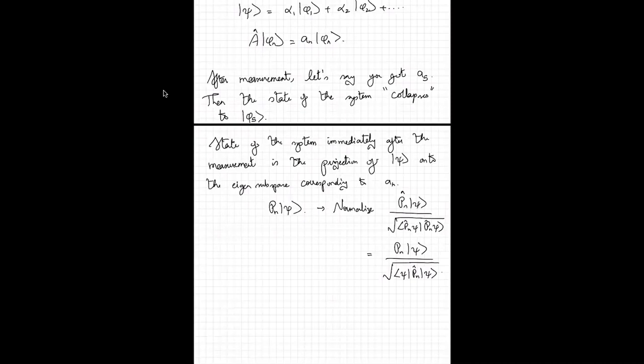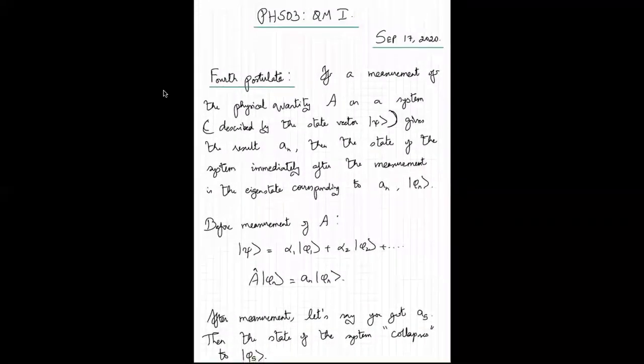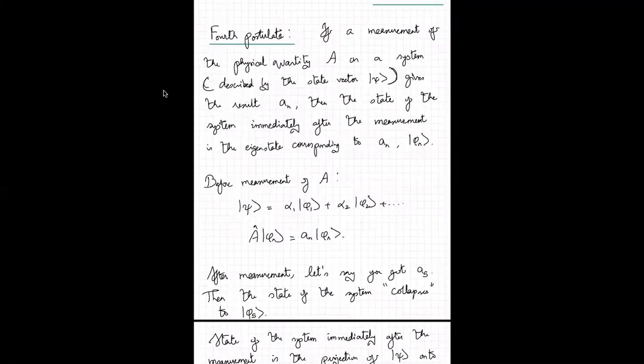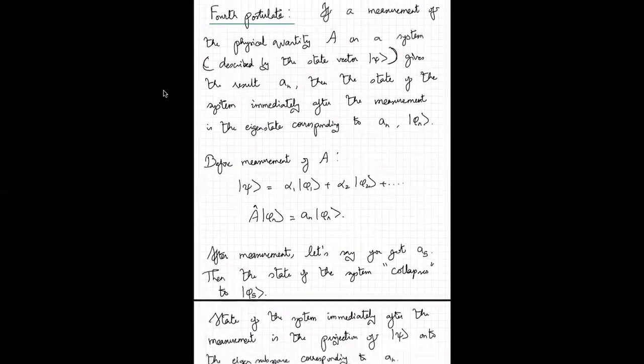If An is a degenerate eigenvalue, then you are projecting onto the subspace in which all of the eigenvectors correspond to the eigenvalue An. This postulate is sometimes called the collapse of the wave function or the state vector. Basically, it tells you that immediately before the measurement, quantum mechanics is highly probabilistic. You cannot really tell which one of the values you would possibly get. But immediately after the measurement, you know exactly what the state vector of the system is.